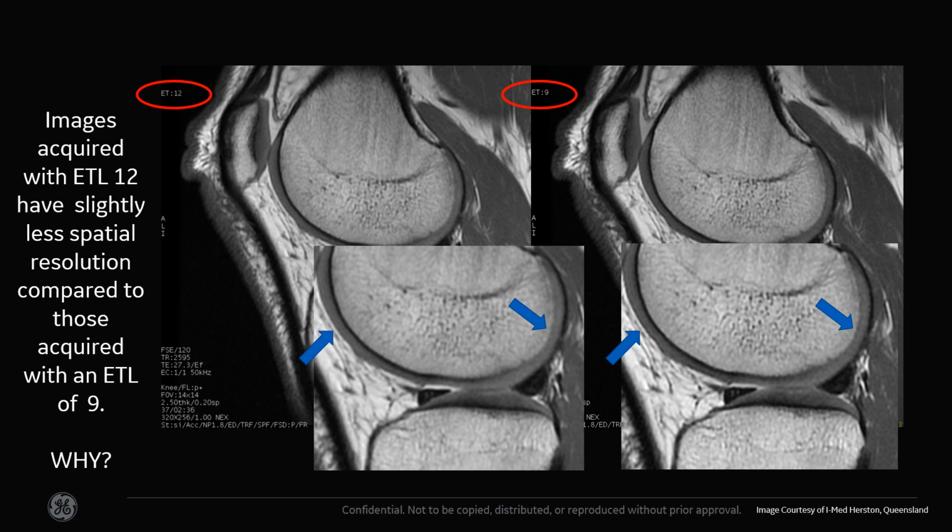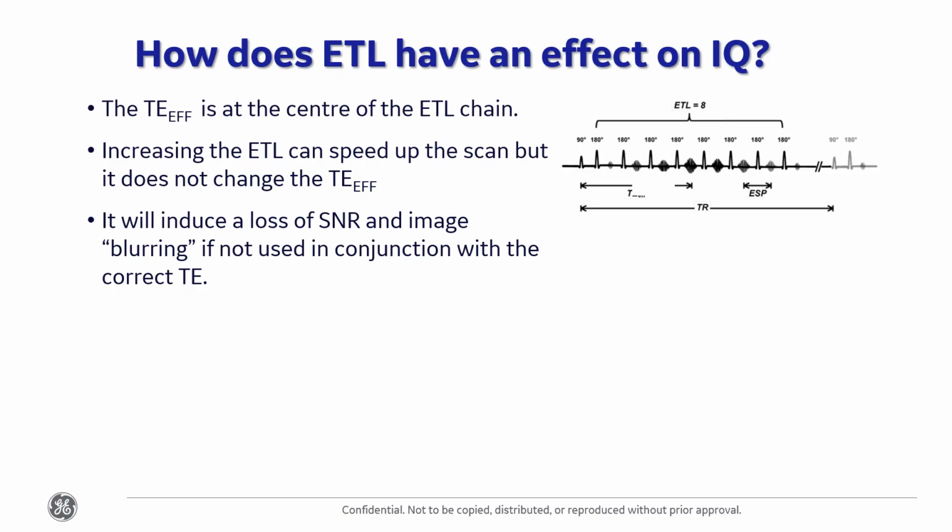So why does this occur? Well, as we discussed earlier, fast spin echo sequences don't have a TE, they have an effective TE, which is at the center of the ETL chain. Increasing the ETL can speed up the scan, but it doesn't change the effective TE. What it will do though is it can induce a loss of signal to noise and image blurring if not used in conjunction with the correct TE.